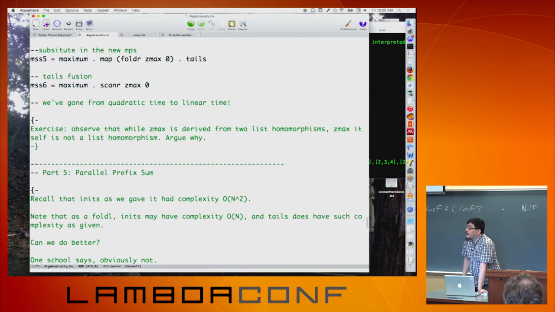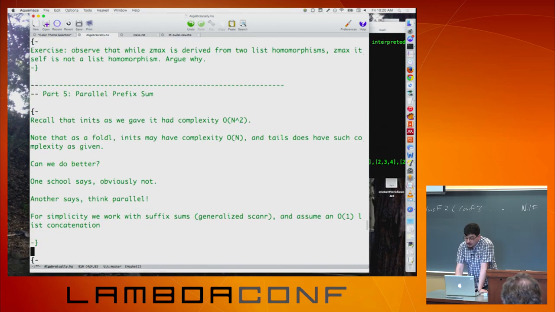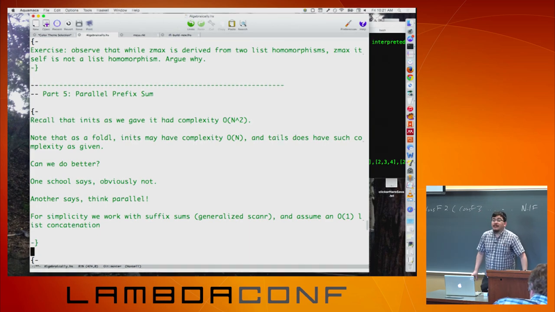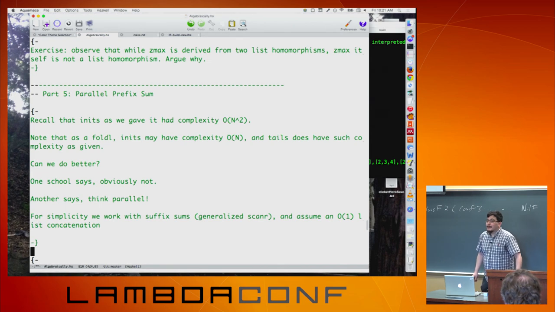If you're interested in fusion, Duncan Coutts' PhD dissertation on stream fusion is now, I think, the best source. We'll try to do parallel prefix sum. This morning I realized that the derivation I give doesn't even get as far as I thought I did. It's a very important question.